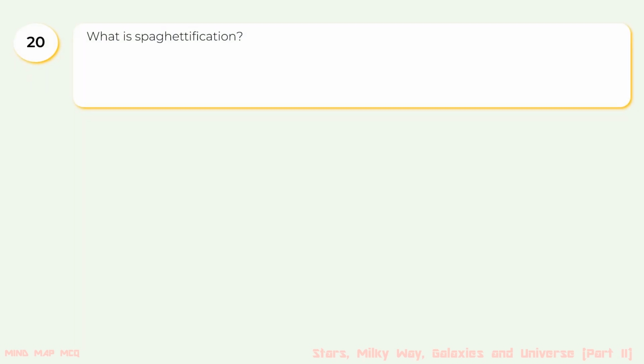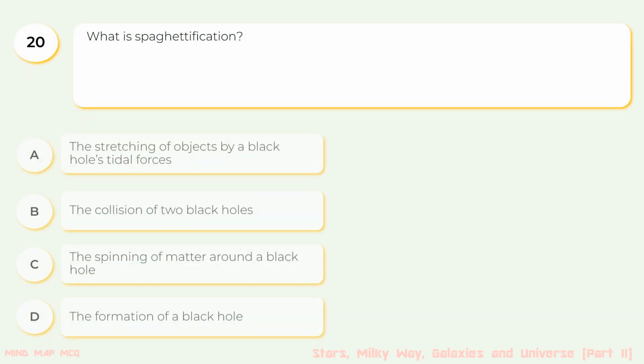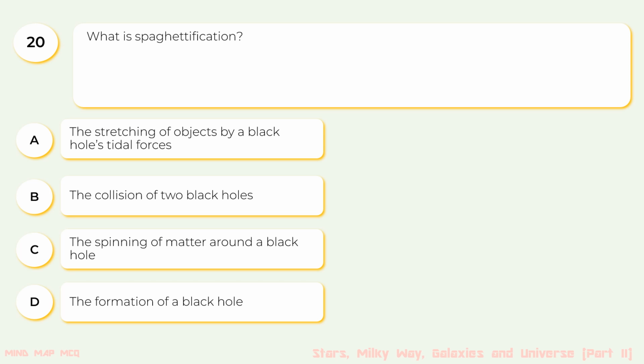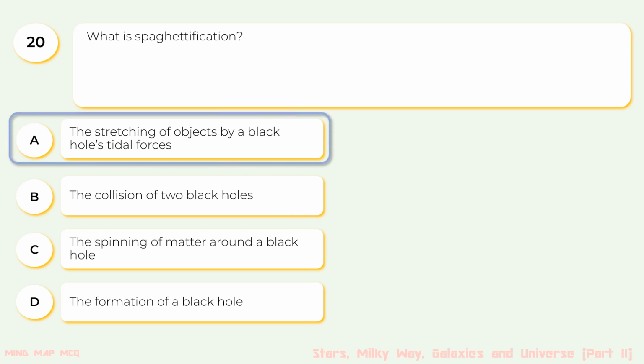What is spaghettification? The options are A. The stretching of objects by a black hole's tidal forces, B. The collision of two black holes, C. The spinning of matter around a black hole, or D. The formation of a black hole. The correct option is A. The stretching of objects by a black hole's tidal forces.